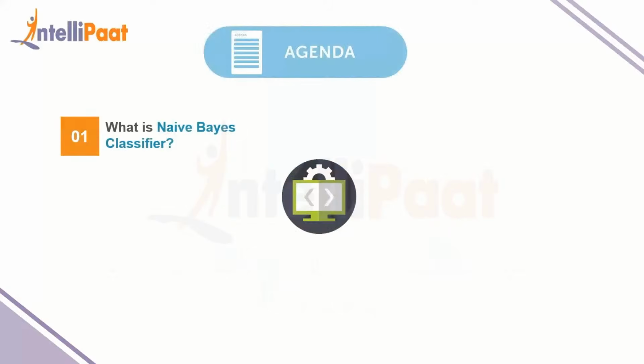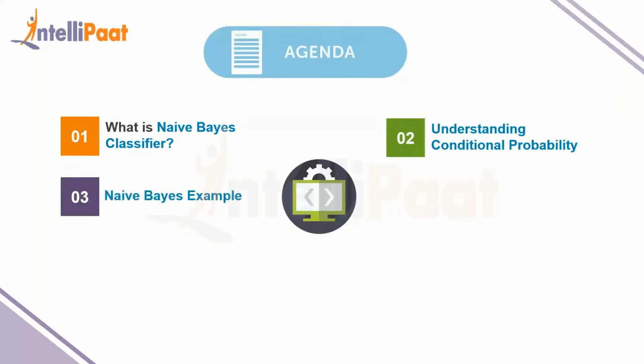We begin by taking a look at what is naive-Bayes classifier. Since that is the bedrock of what we're trying to discuss, we'll begin by making sure that everyone is on the same page. Then comes understanding conditional probability. It is one of the core concepts that surround naive-Bayes, so we'll try and understand what conditional probability means. Then we'll have a naive-Bayes example in which we'll try to solve a very famous problem that naive-Bayes is able to solve. We'll try to understand how that works.